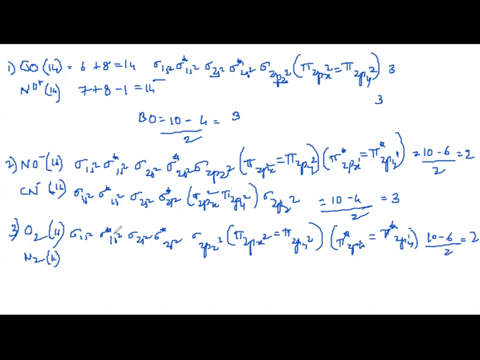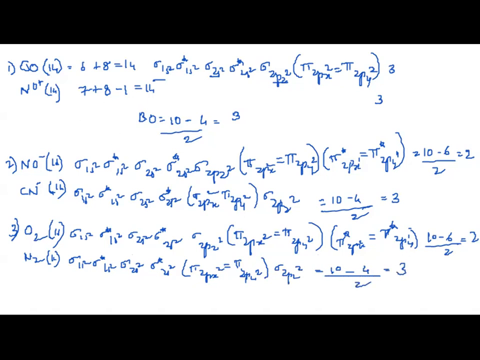So it should have 16 electrons. 2, 4, 6, 8, 10, 12, 14, 15, 16. Yes. N2: sigma 1s2, sigma star 1s2, sigma 2s2, sigma star 2s2, then pi 2px2 equal to pi 2py2, then sigma 2pz2. 2, 4, 6, 8, 10, 12, 14, done. So 10 bonding electrons minus 4 antibonding by 2, so it is 3. Bond order is not the same. So in the first option, only the bond order is the same.